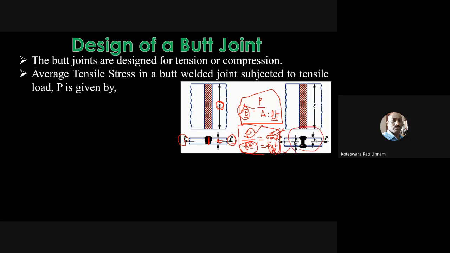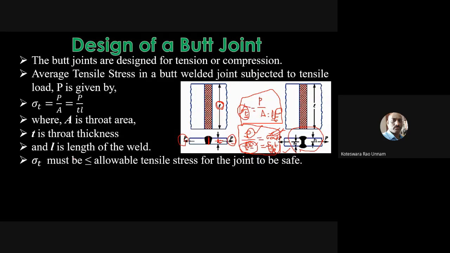Here, the area is nothing but, as you have two thicknesses, T1 plus T2. In place of t, you have to take T1 plus T2. That's it, L into T1 plus T2. Here the formula, again, everything is going to remain the same. So that's what we discussed here. Okay, so then your joint should be safe. Your sigma t should be less than the allowable tensile stress.